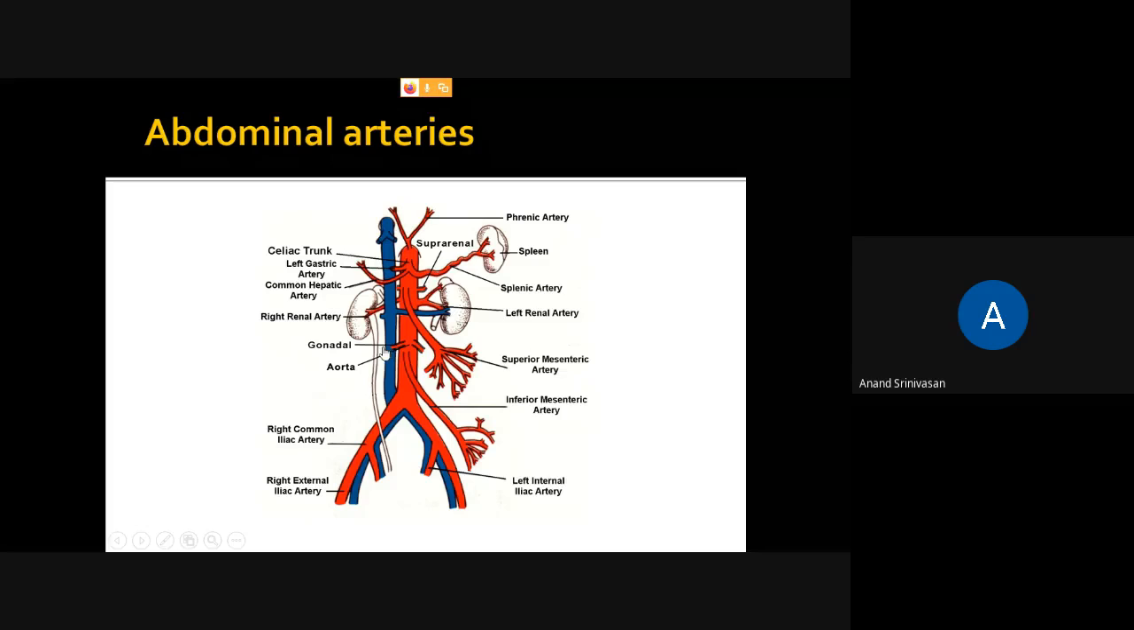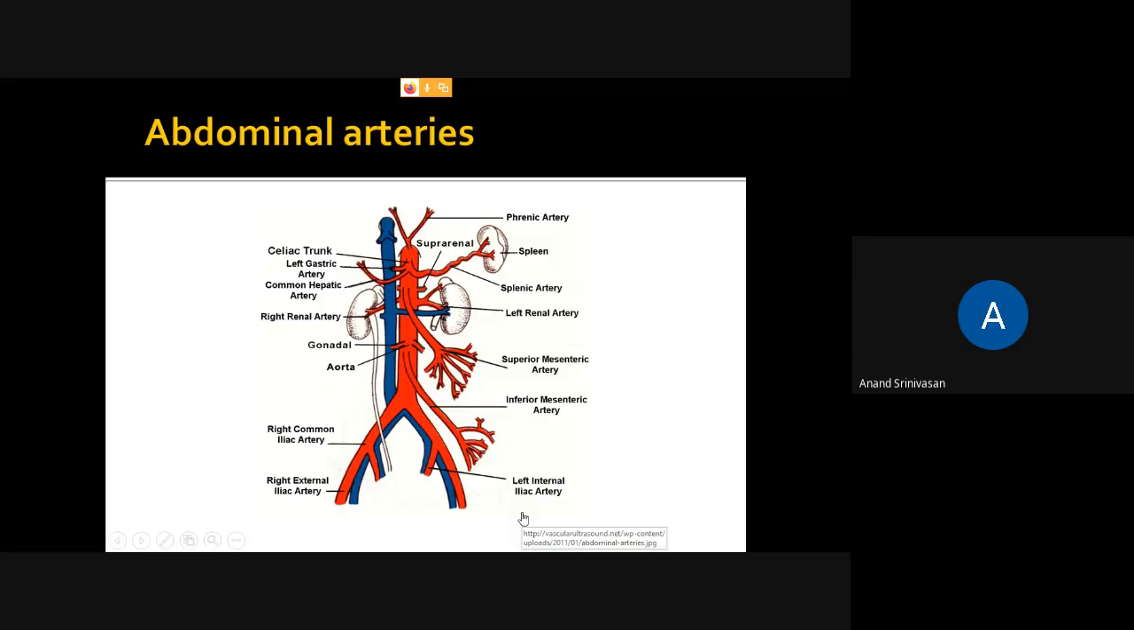Similarly, we have the reproductive organs. In males it is the testis, and in females it is the ovary. Both these are supplied by the gonadal arteries. Gonadal artery is a common terminology for both testis and ovary. So there is a right gonadal artery and a left gonadal artery, which go and supply the reproductive organs. If it is a male, it is called the testicular artery. If it is a female, it is called the ovarian artery.